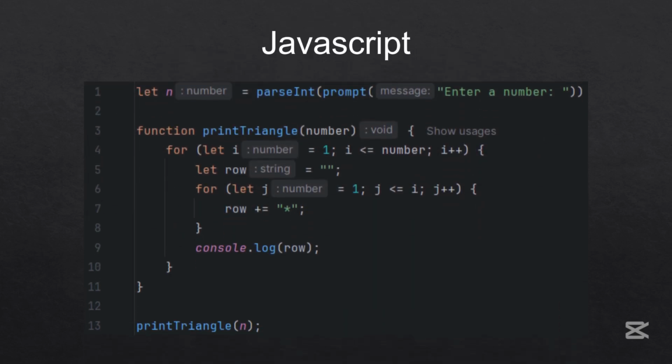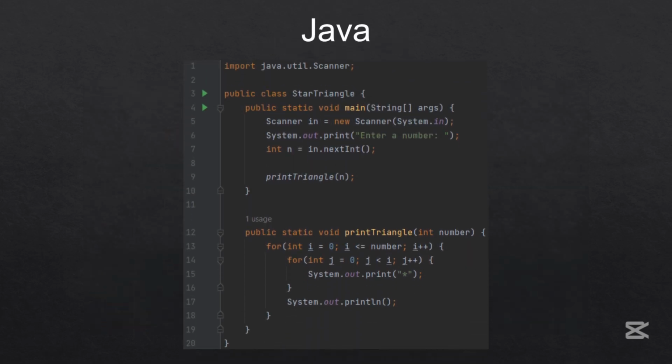Now for JavaScript, unlike the other languages, there is no clear way to use multiple print statements to print characters on a single line. So we're gonna have to combine all the characters we wanna print for each line in a variable, and then log the variable for JavaScript. And finally for Java, we're gonna have to input and create a scanner for the user input. Other than that, it's the same as the other languages with the double for loops and the print statements.